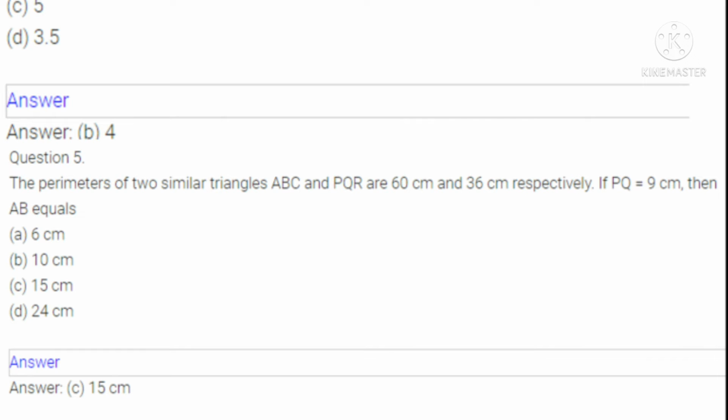Let us do question number 5. The perimeters of two similar triangles ABC and PQR are 60 cm and 36 cm respectively. If PQ is 9 cm, then AB equals? 4 options are given to us.